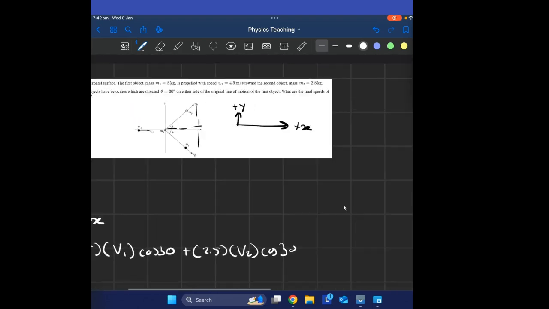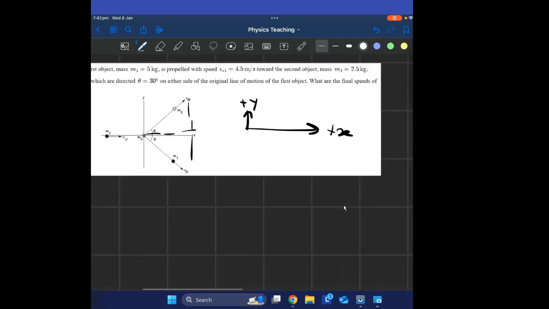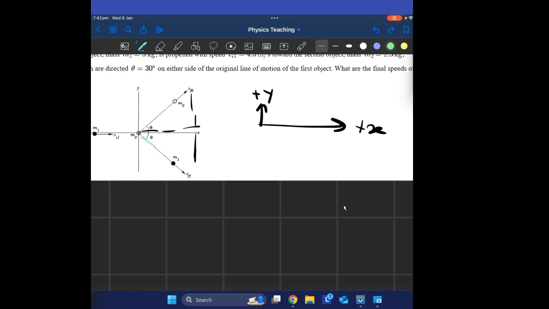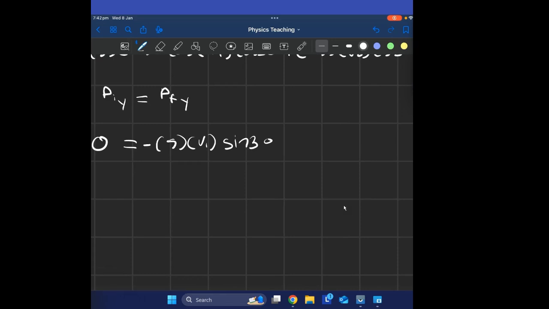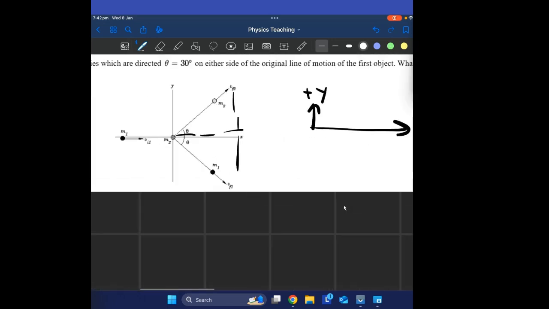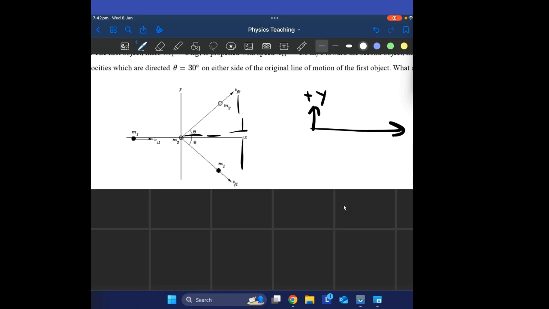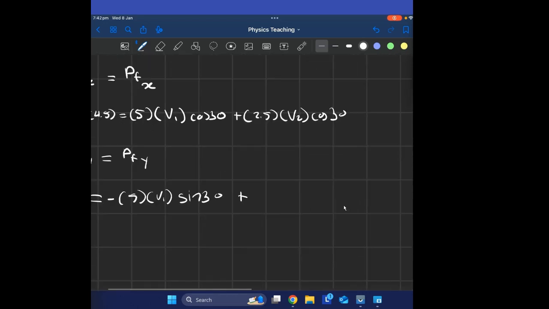But we need to see that this is actually going downwards, right? So the vertical component of this is going to be downwards like this. Because it's downward, opposite to the positive y direction, we need to put a negative in the front. So let's go ahead and do that. Put a negative here, plus, now let's look at m2. m2 weighs 2.5 kilograms. It's going to be moving at v2 sine 30.